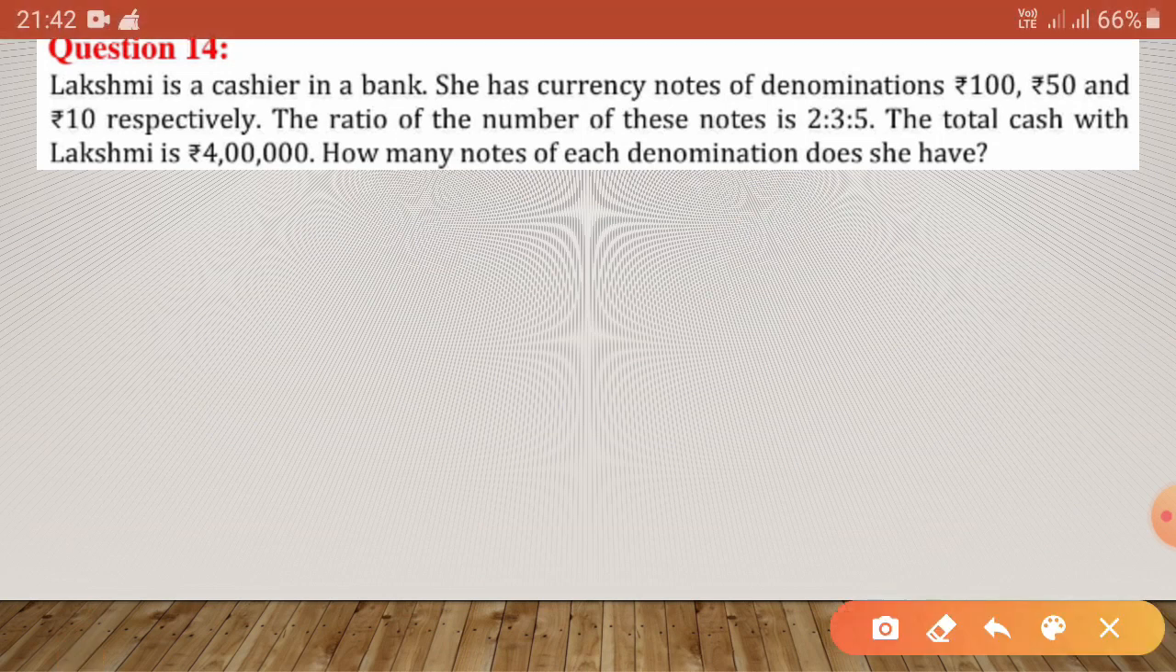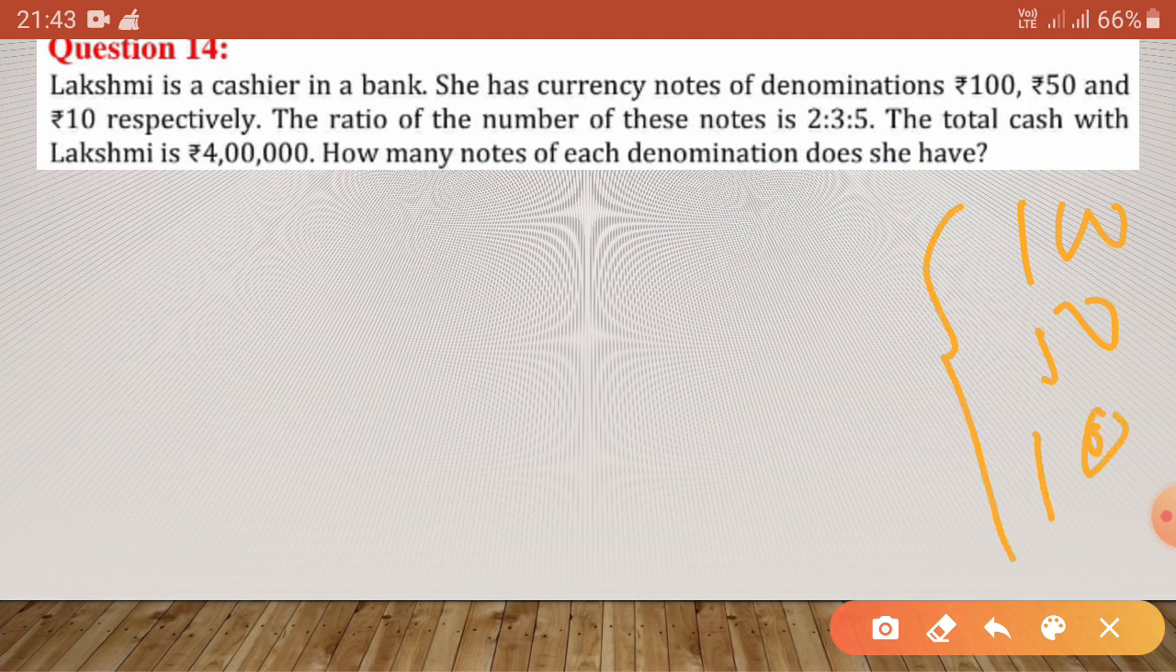So now the question is, Lakshmi is a cashier in a bank. She has currency notes of denominations 100, 50 and 10 respectively. The ratio of the number of these notes is 2:3:5. The total cash with Lakshmi is 4 lakh. How many notes of each denomination does she have?